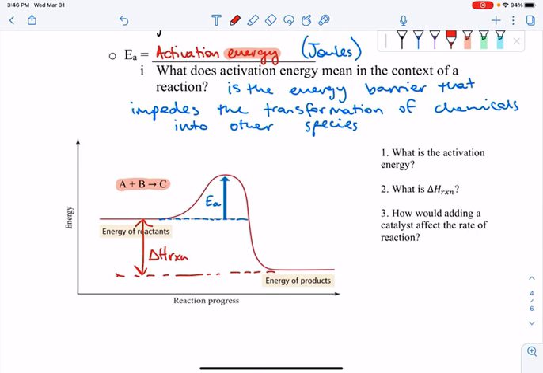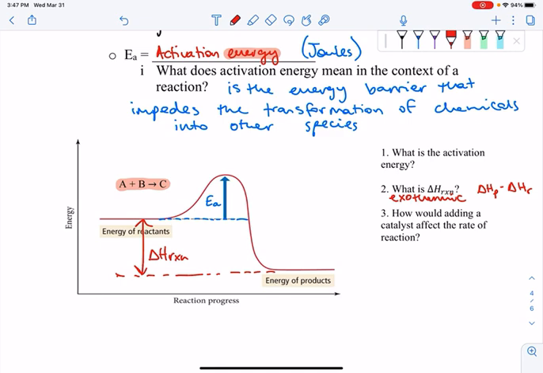This would be an exothermic reaction, okay? Because delta H would be the delta H of products minus the delta H of reactants, right? The products are lower in energy than the reactants, so you would get a negative number.